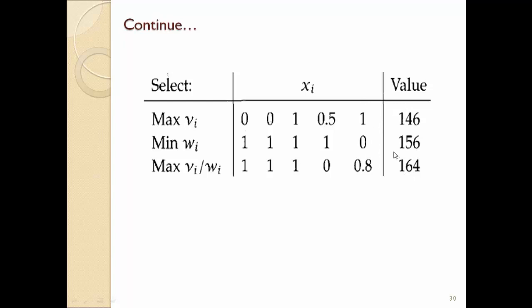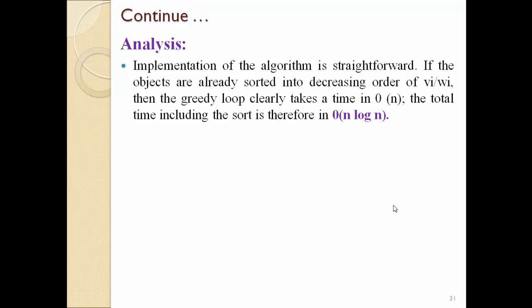So when we compare the answers of these three options, we can say our last one is better, because it has the maximum value, that is 164, right? So when we select objects, we have to select based on our last option, that is, we have to select objects in such a manner that we can maximize the value. And as we discussed in this table, we have to select objects in decreasing order of Vi divided by Wi, so that we get the answer 164, and this is the better answer. This is all about our knapsack problem using the greedy algorithm.